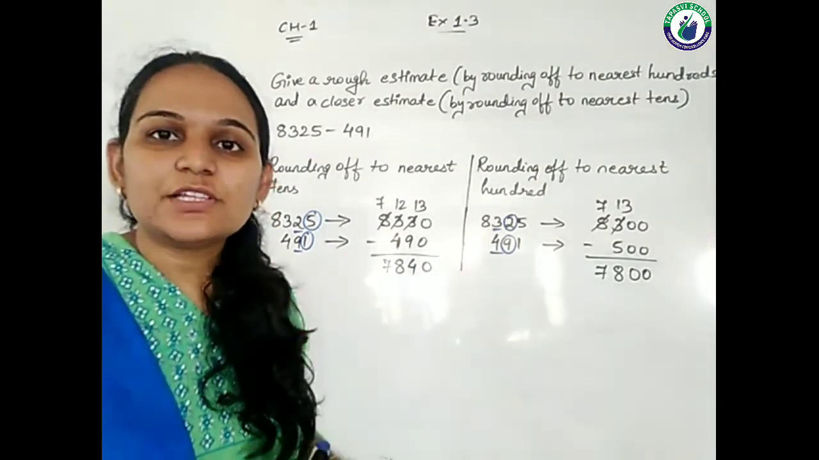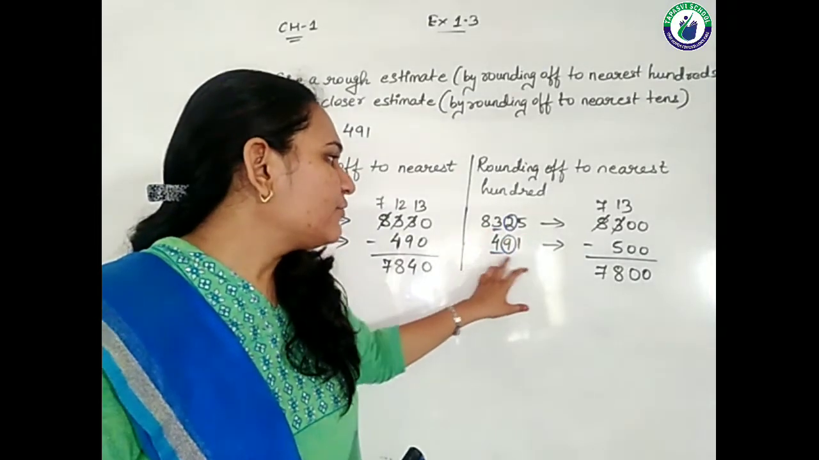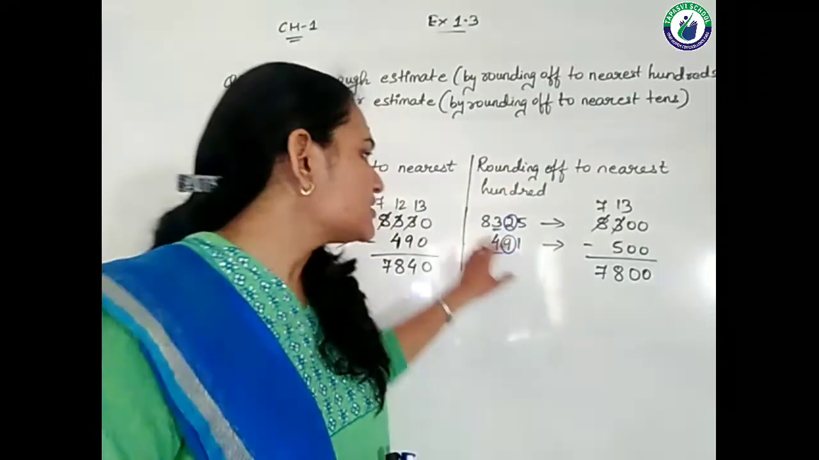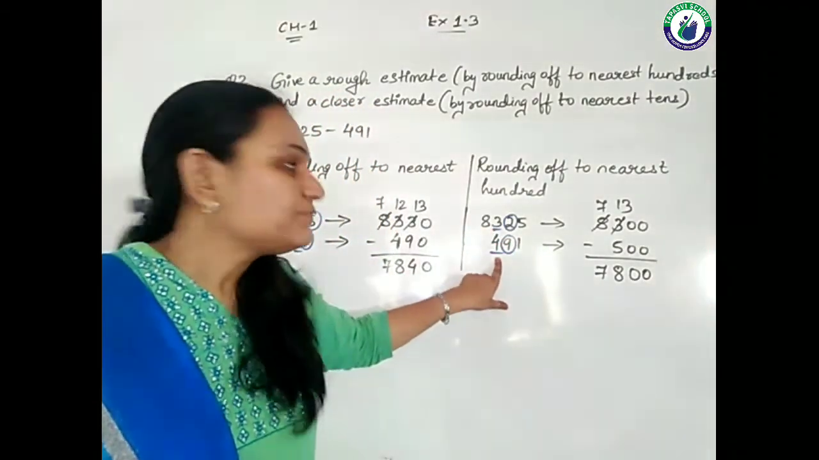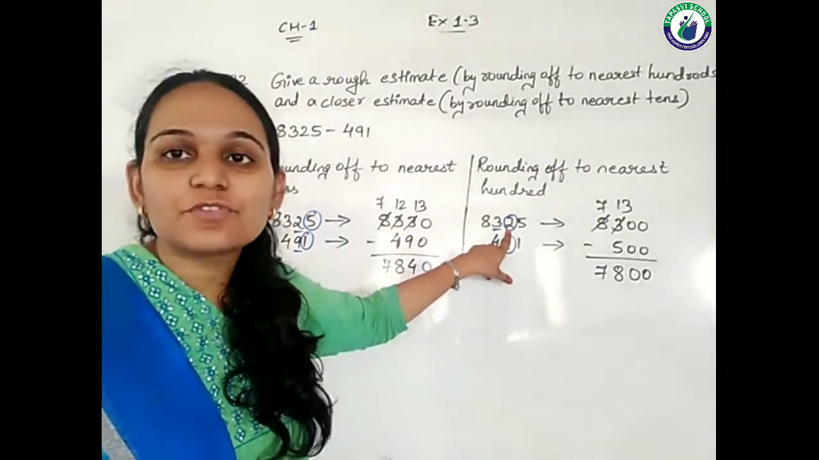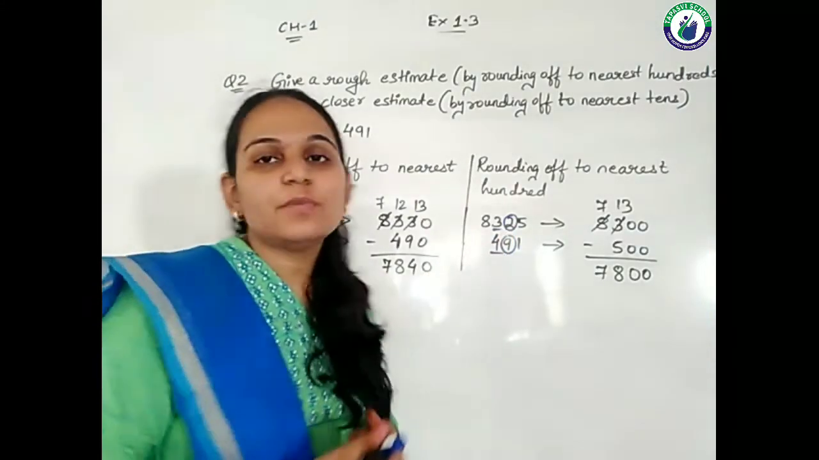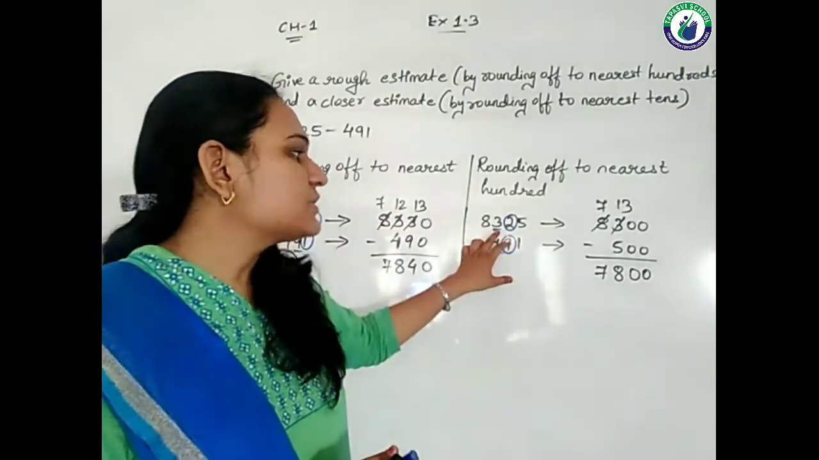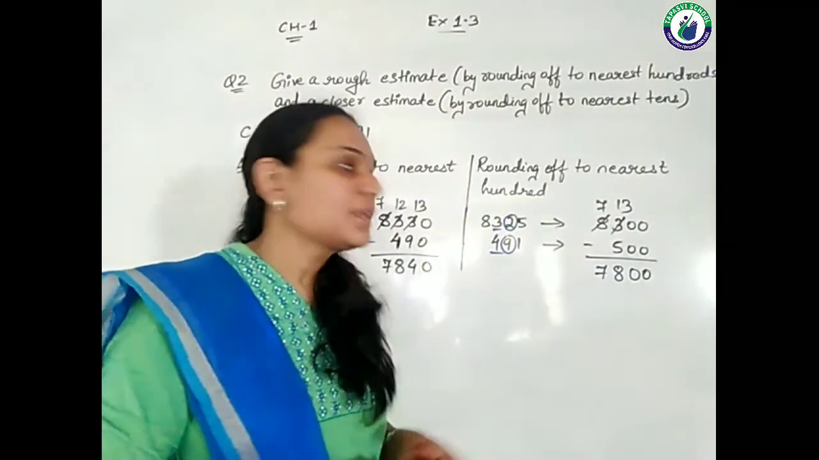Now let's see the hundreds side also, students. See, 8325 and 491 will be rounded to the nearest hundred. The hundreds place digit in this one is 3, and in this question it is 4, right? The tens place digit is the helping digit, which helps in deciding. So here it is 2, which is less than 5. If it is less than 5, then the underlying digit will remain as it is. So 8, 3 and the remaining digits 0, 0.